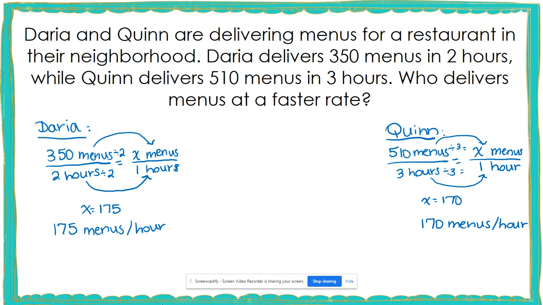So when I compare, Daria can do 175 menus per hour, while Quinn can only deliver 170 menus per hour. This means that Daria delivers menus at a faster rate.